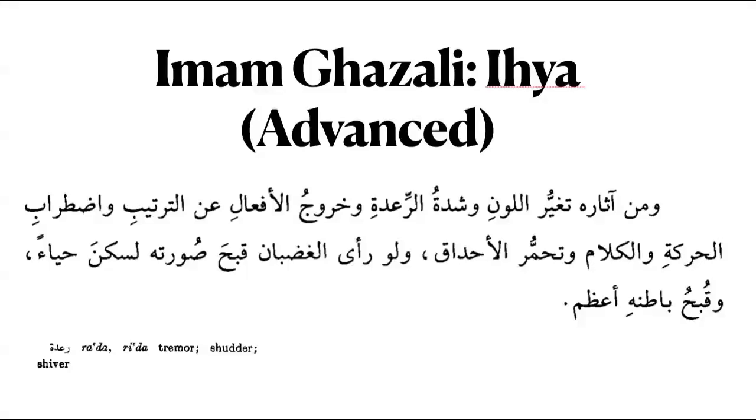وَقُبْحُ بَاطِنِهِ أَعْظَمُ. So qubhu, mubtada, where's the khabar? It's the ism tafdeel, the superlative, أَعْظَمُ. And the ugliness of his inside is worse, more terrible, literally more tremendous, meaning in a bad way, more terrible.